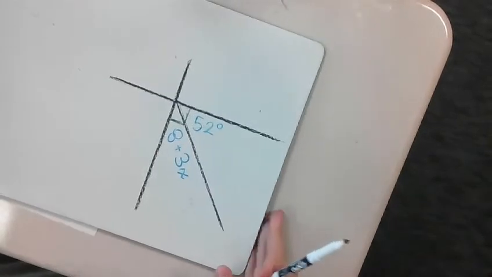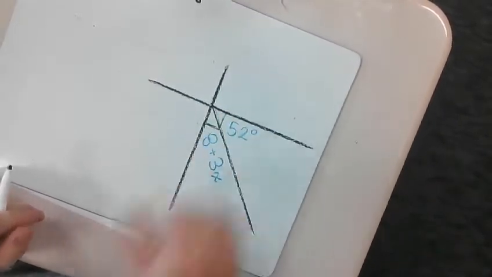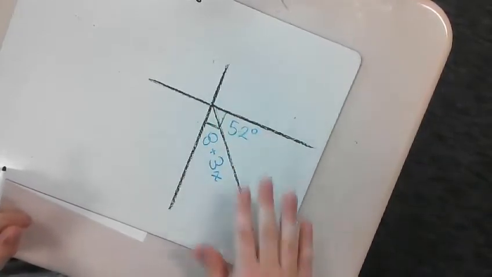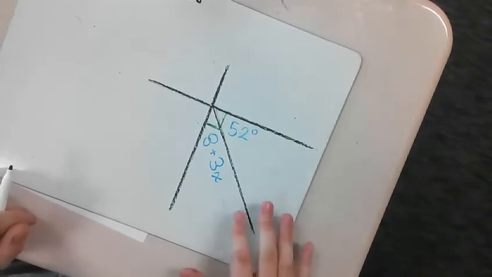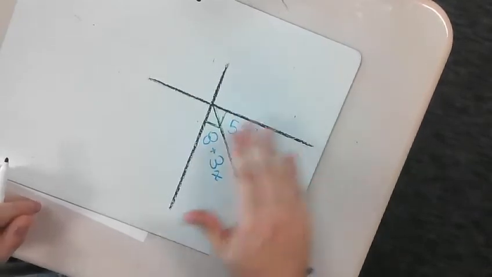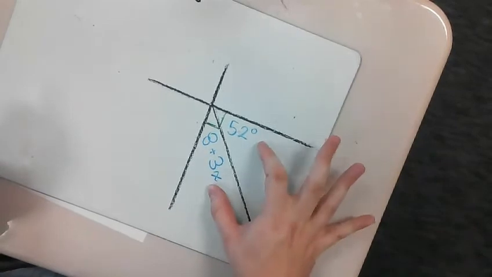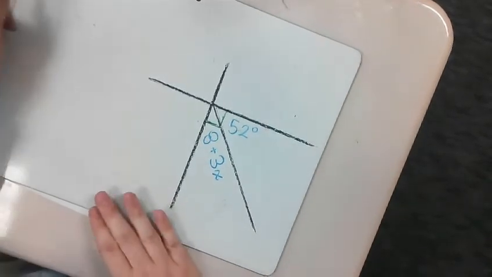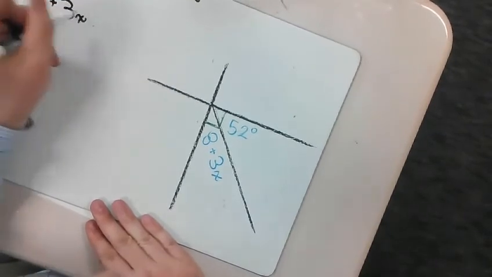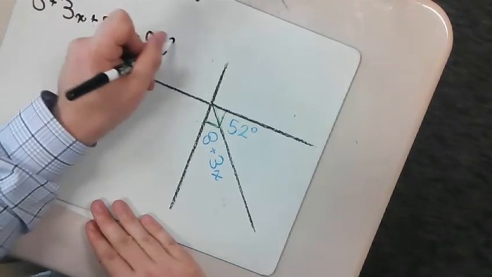This one actually doesn't use any of the rules, but what it does tell you is that this angle is equal to 90 degrees. This isn't necessarily bisecting. We don't know that. In fact, we do know it's not bisecting because that's 52 degrees. If this was bisecting a 90-degree angle, this would be 45. So I could add these two up to equal 90 degrees: 8 plus 3x plus 52 equals 90 degrees.